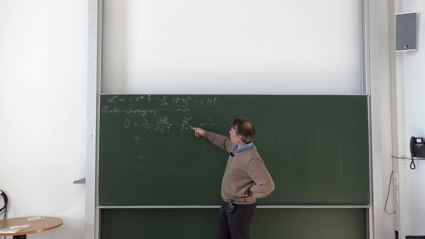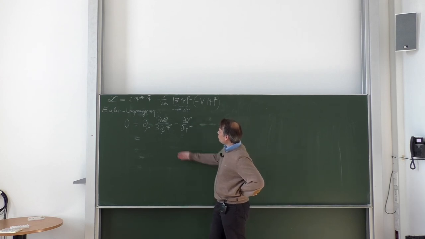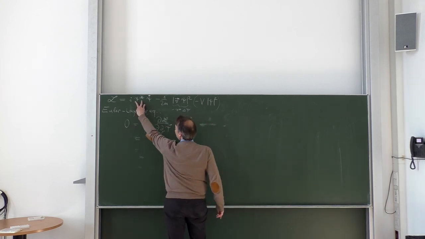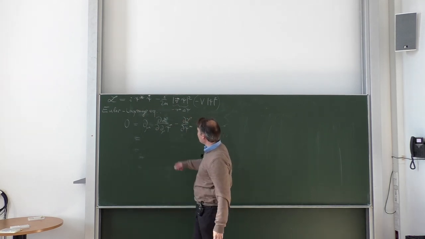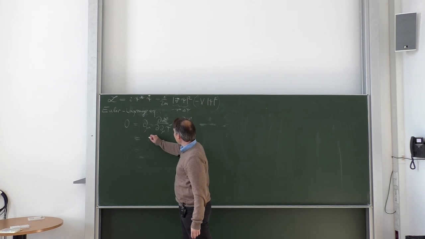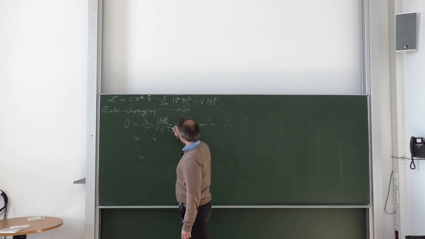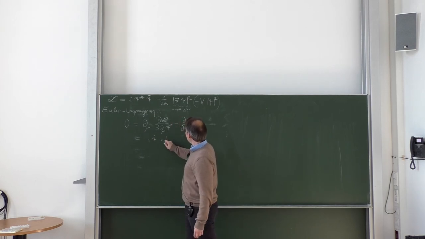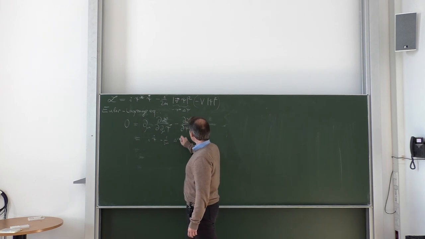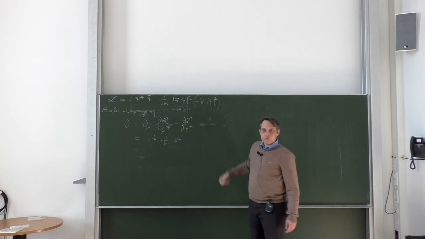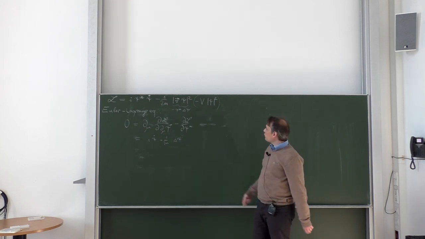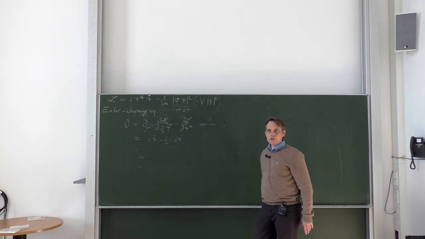Whereas the derivative of L with respect to psi star, you can simply read off. Here it's the coefficient of psi star, and here it's the coefficient of psi star as well. And therefore we get here i times psi dot plus 1 over 2m Laplace psi. And let us from now on ignore the term with the potential. As we discussed, we will ignore it, but one could also treat it in the same manner.